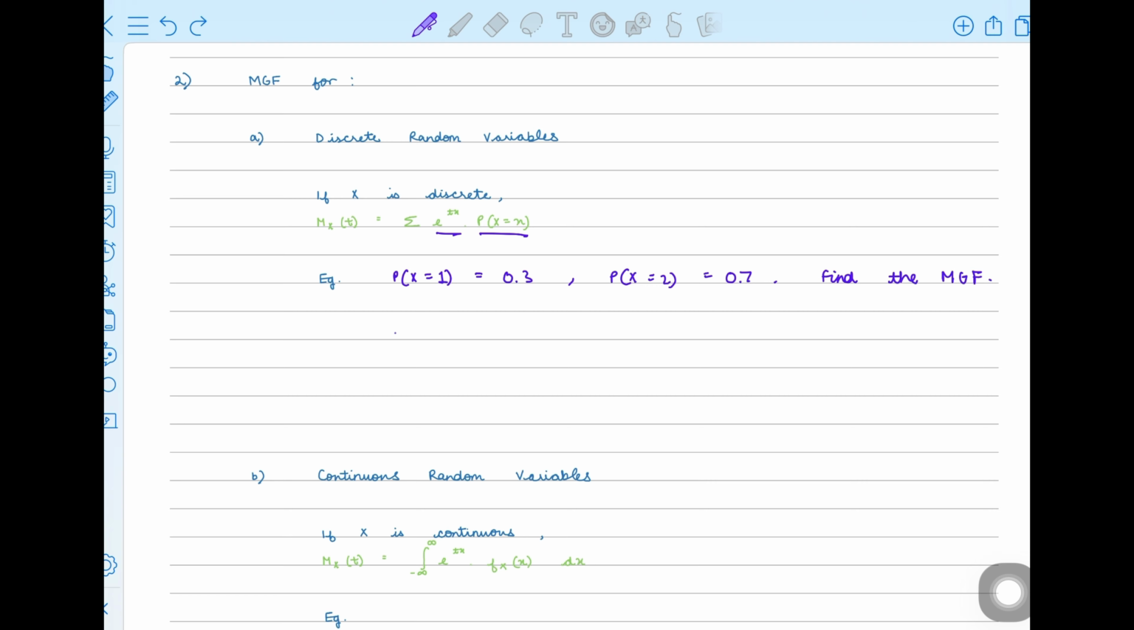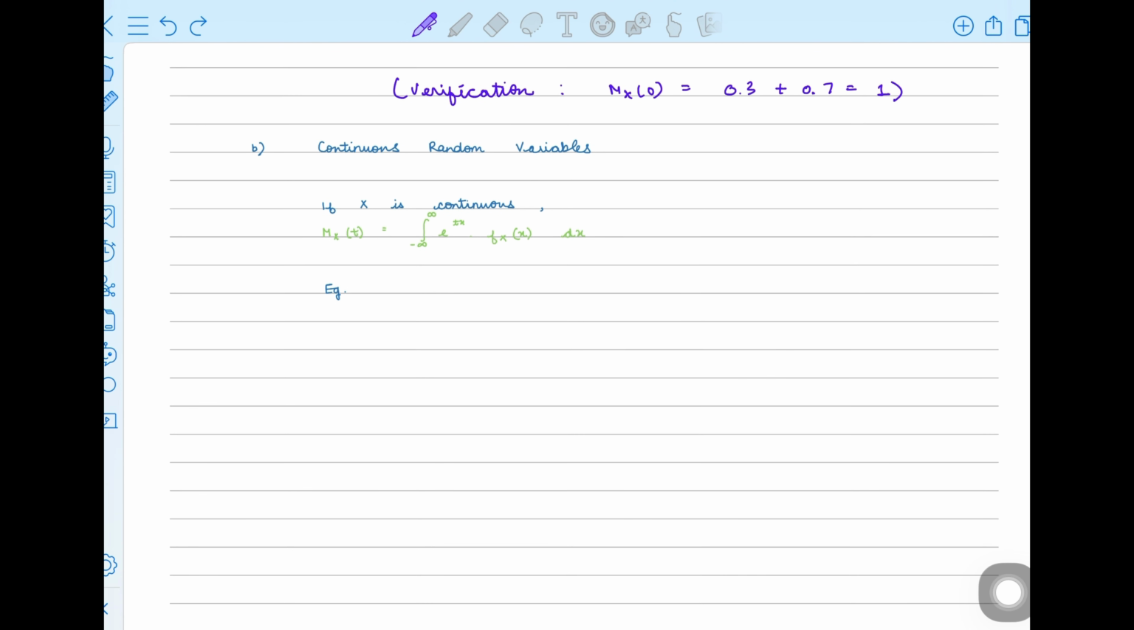Using the formula above, we get M of t is equal to e to the power t into 1 into the probability of the random variable being 1. To this, we add e to the power t into 2 into 0.7. This gives us the MGF. Now, let's verify if this is correct. We put 0 in place of t, which gives us 0.3 plus 0.7, which is equal to 1.